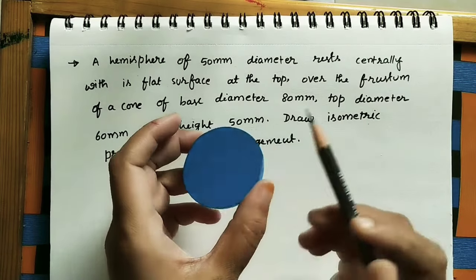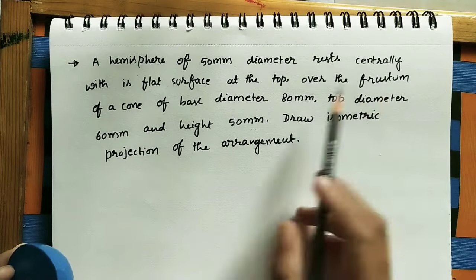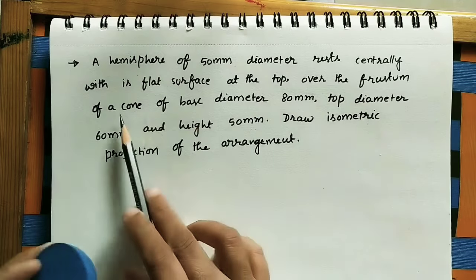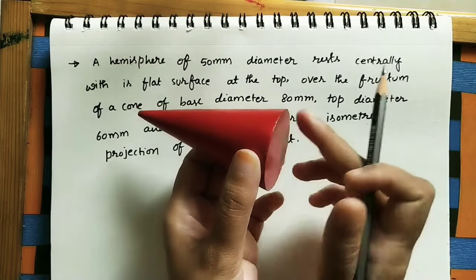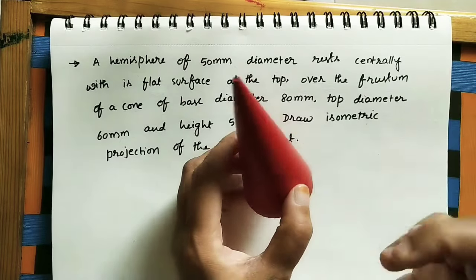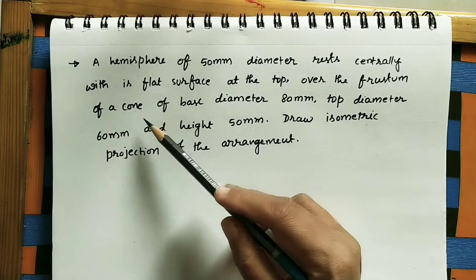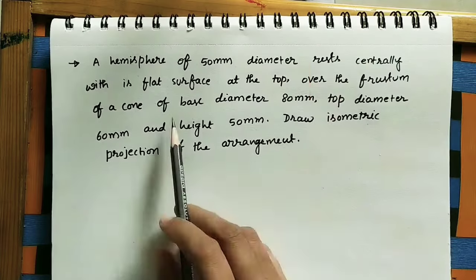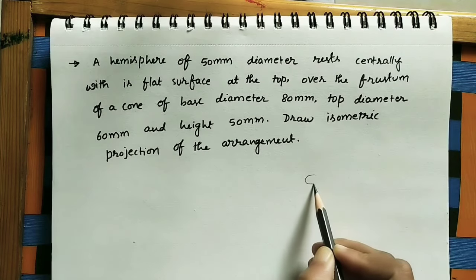This flat surface is at the top. We have to keep it at one place. We are keeping this hemisphere over the frustum of a cone. Frustum of a cone means this is the cone. A cone has a circular base, and this is the apex. It is like a triangular shape. Frustum of a cone means we have to remove some of the height of this cone. The remaining part is called the frustum of a cone. Roughly I am drawing the frustum of a cone here.